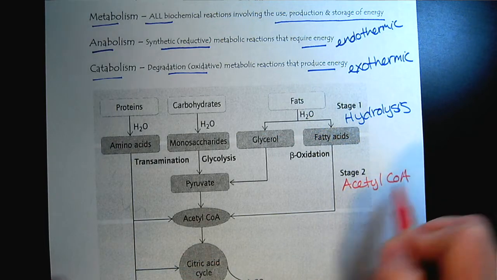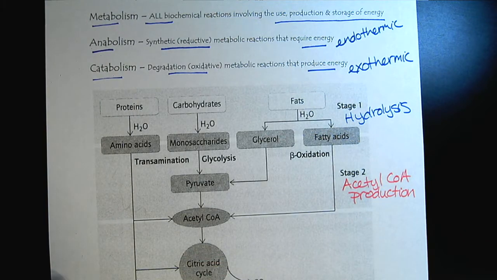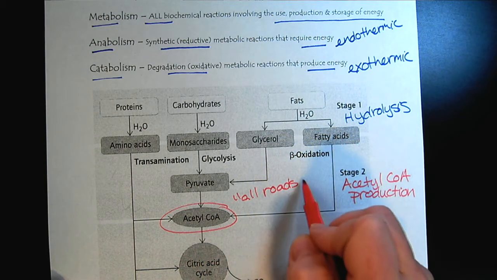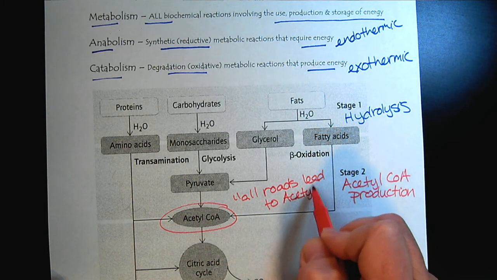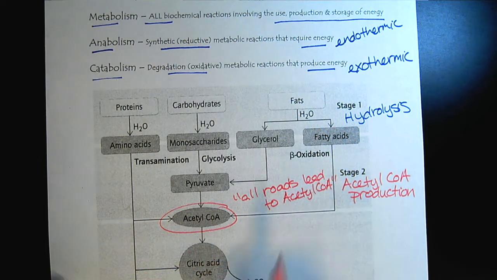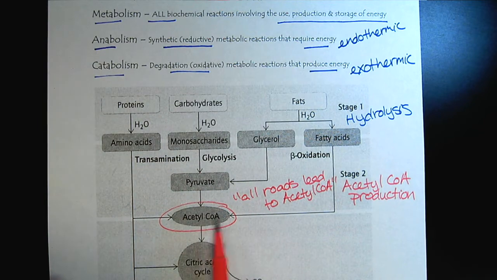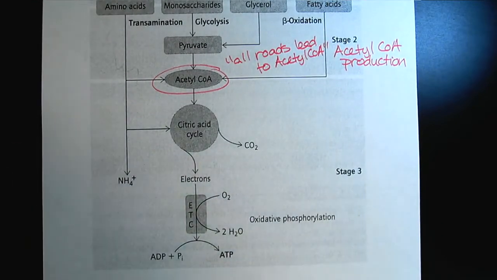Acetyl CoA production, but we really haven't looked closely at this molecule, right? So basically, all roads lead to acetyl CoA. Regardless of whether we started with a protein, a carbohydrate, or a fat, our body has a way to get those into acetyl CoA. And why is that? Because this will be an emphasis in this chapter, the energy production.